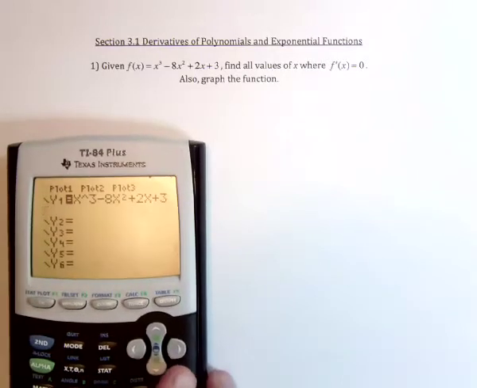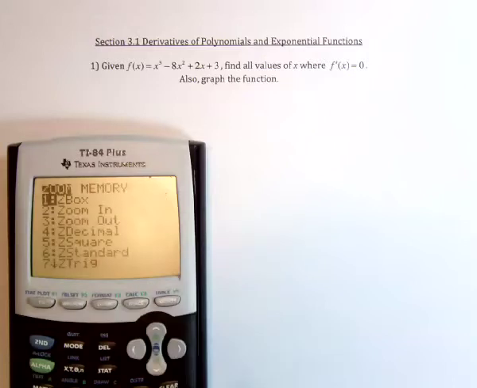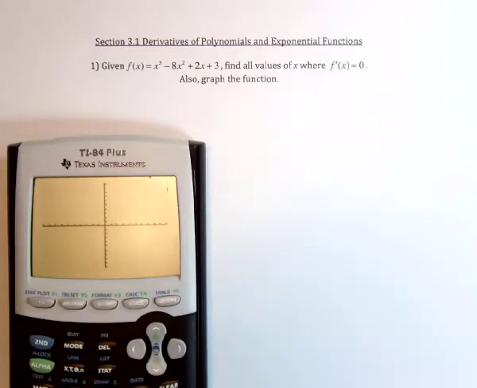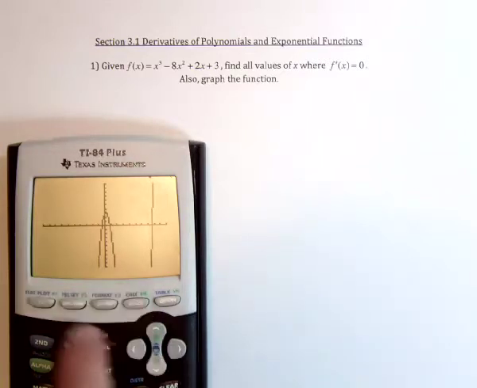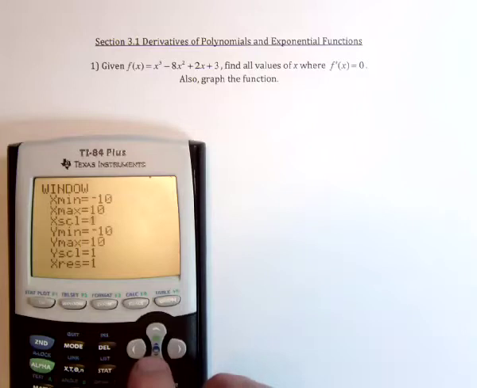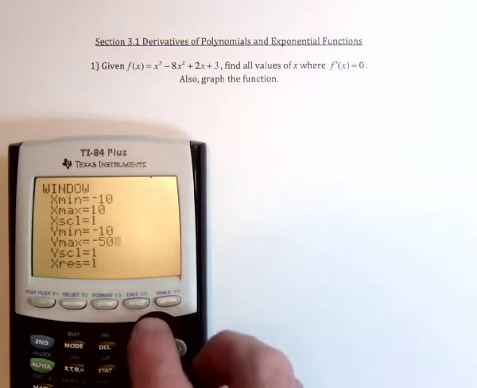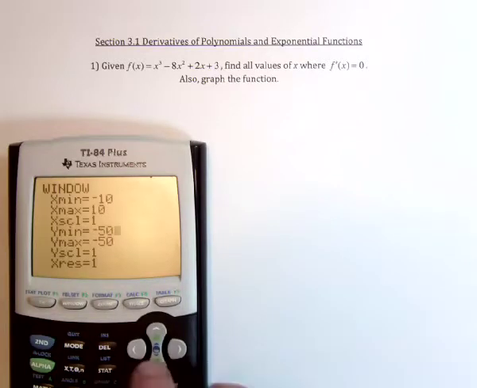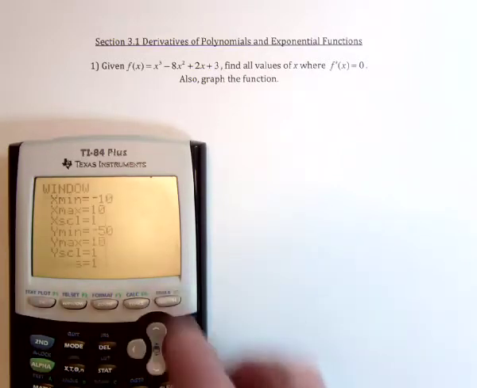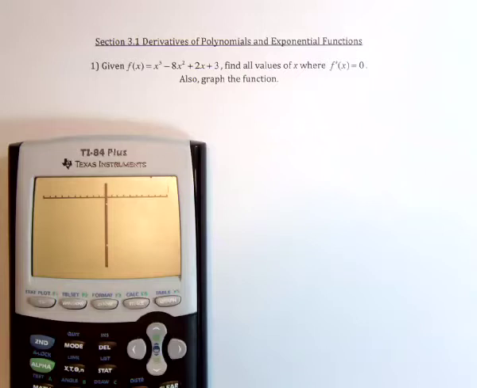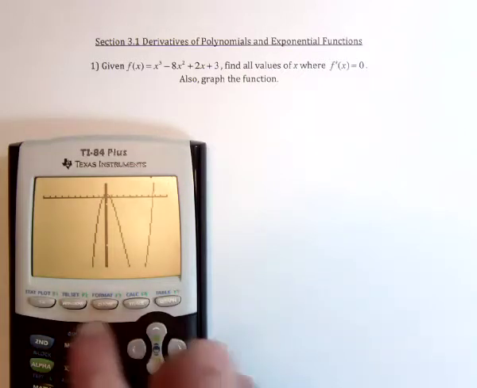If I can get it out of the glare. There's the function. Okay, so it went down here, so I need to adjust the window, the y values, let's say down to 50. Down to 50. A little bit more.